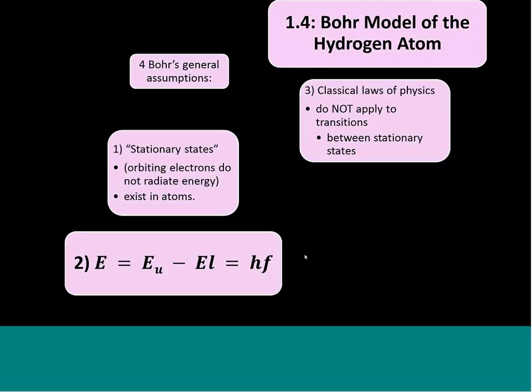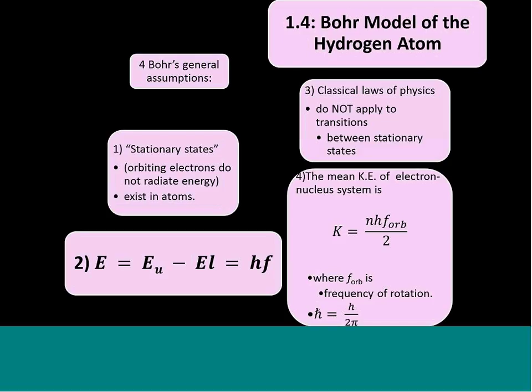Then classical laws of physics apply to the transitions between stationary states. Dan keempat, mean energy of electron nuclear system adalah equal to n h f orbital per dengan 2. f orbital ni adalah frekuensi of rotation. Kita ada ħ itu h per 2 pi.